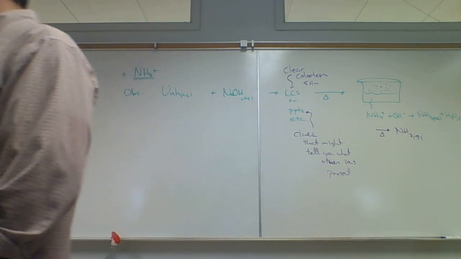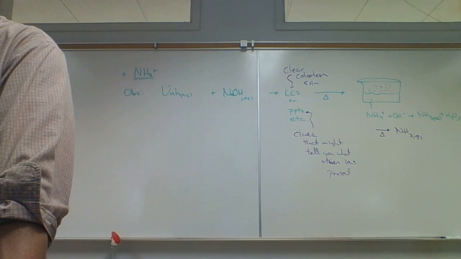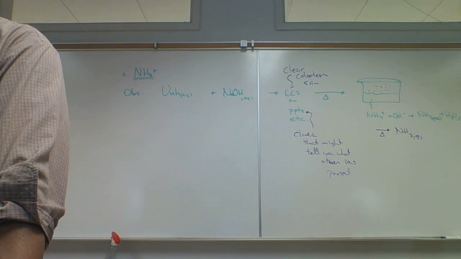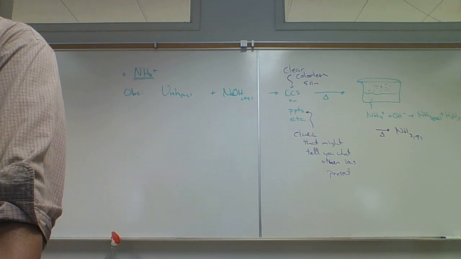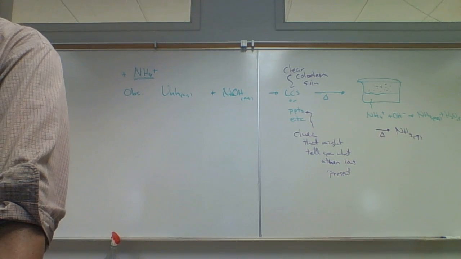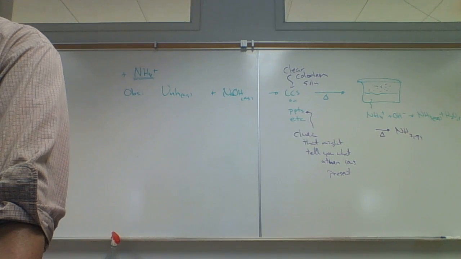What are the chemical properties of NH3? It's a base. CO2 is an acid. O2 is neutral. In terms of acid-base properties, ammonia gas is a base, CO2 gas is an acid.